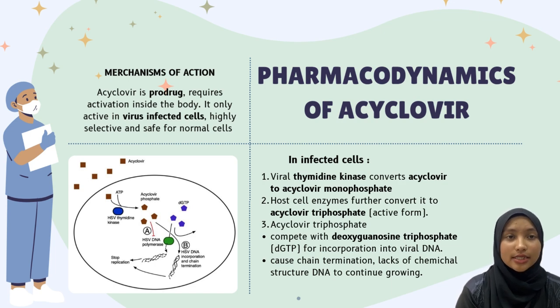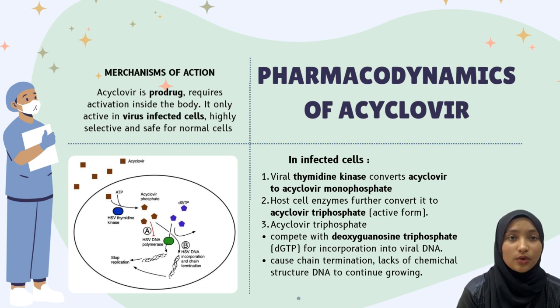Step 1, viral enzymes play a key role in activation. Specifically, viral thymidine kinase converts acyclovir into acyclovir monophosphate. Step 2, host cell enzymes then further convert this into the active form, acyclovir triphosphate. Step 3, the active acyclovir triphosphate interferes with viral DNA synthesis in two main ways.